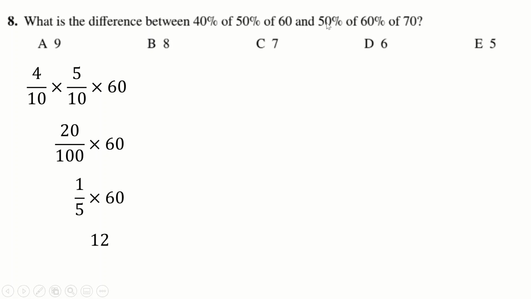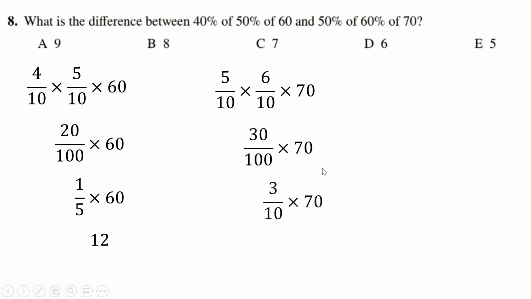Same thing over here, so 5 tenths times 6 tenths, you could have written this as a half again, and this is 3 fifths, it really doesn't matter. That's 3 tenths, divided by 10 is 7 times, sorry, 7 times by 3 is 21. Difference between those things is 9, so that would be the answer.